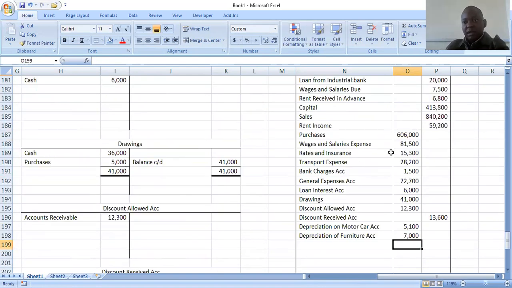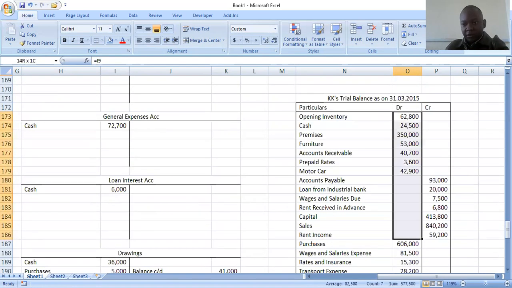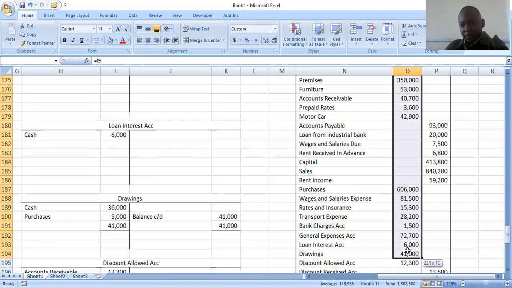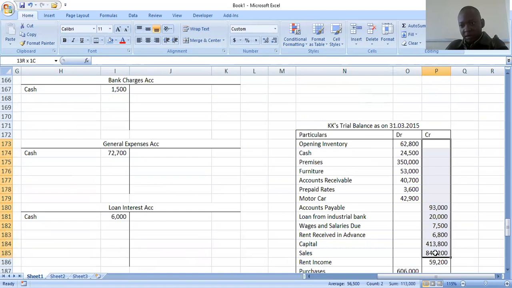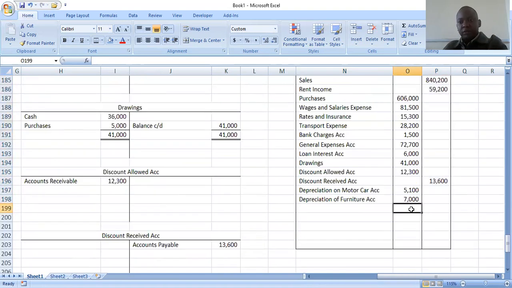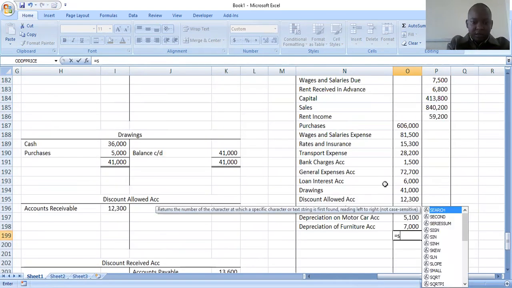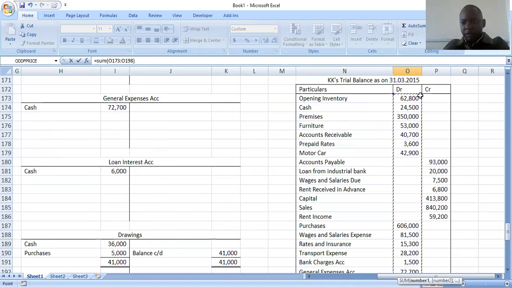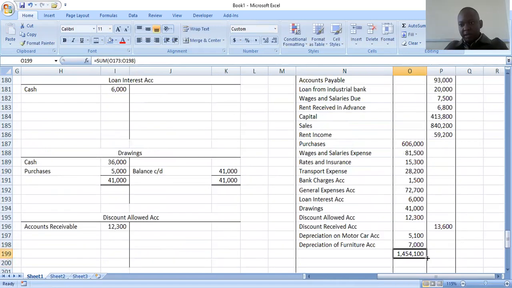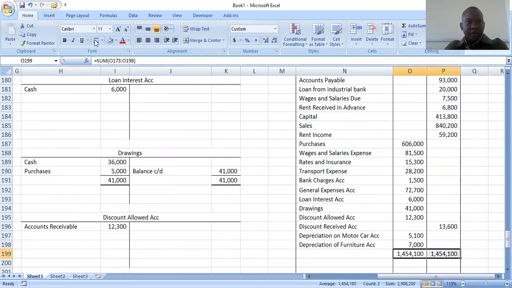That is it. Let's see whether this thing is balancing off. 1,454,100. Oh my goodness, it's balancing off. Yeah, so the total of both sides is 1,454,100. So it has balanced off by God's will. Anyway, so that is how it should be.